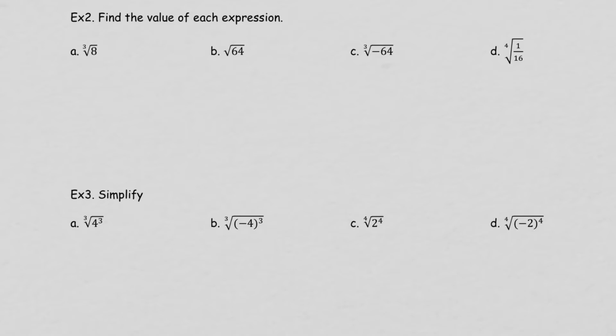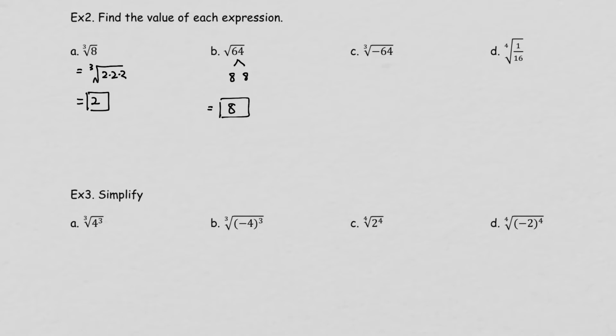Let's look at example 2. Find the value of each expression. Let's see if we can simplify those different radicals, right? This is a cube root. Cube root means that you have to have the same 3 numbers to bring it outside of the cube root. And we know that 8 is 2 times 2 times 2, so that becomes 2. 64, we know that's 8 times 8. 2 same numbers inside of the square root, so that becomes 8.